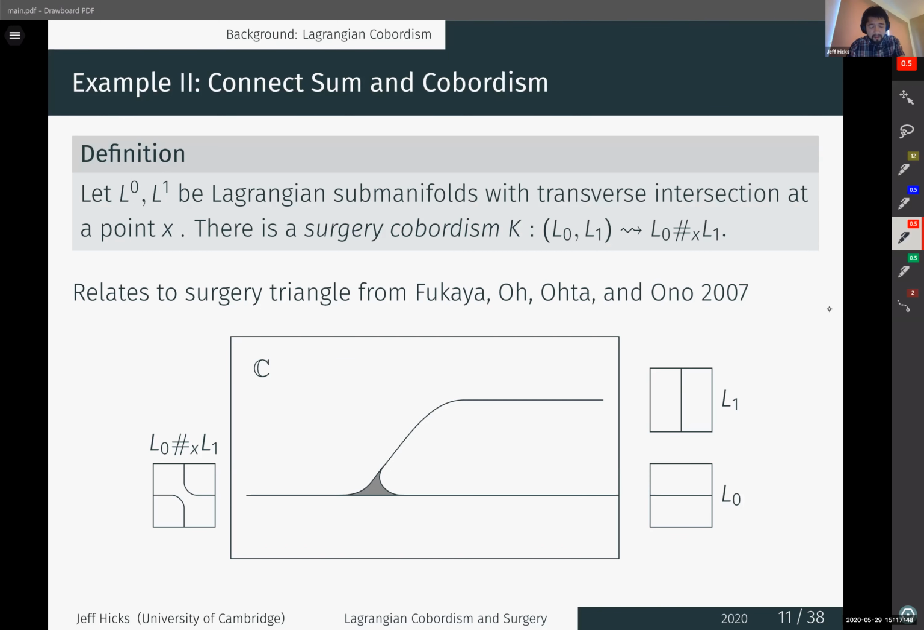Right. So another bread and butter Lagrangian cobordism is a connect sum cobordism, and it just says that if you have Lagrangian manifolds L0 and L1 which intersect transversely, then there's a three-ended Lagrangian cobordism between L0, L1, and their connect sum. From before, we said that whenever we have a three-ended Lagrangian cobordism, this gives us an exact triangle. So you should think of this as some other version of the surgery triangle given by Fukaya, Oh, Ohta, Ono in their work on Lagrangian connect sum.